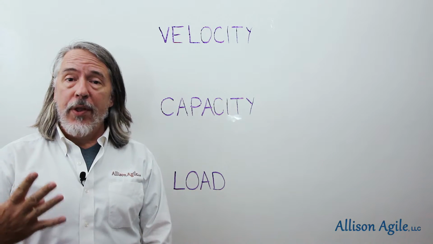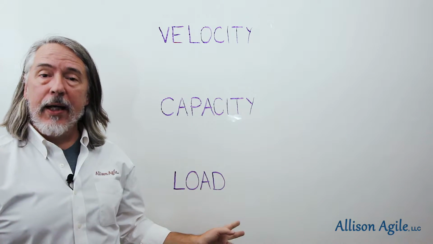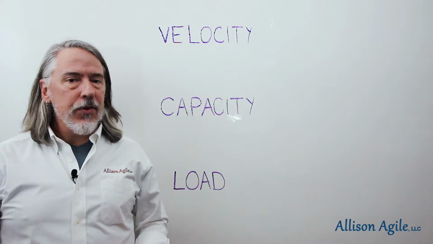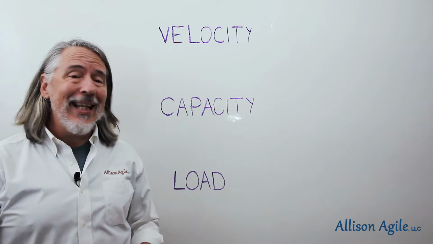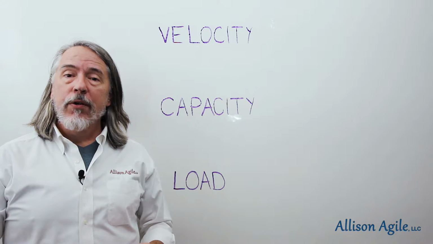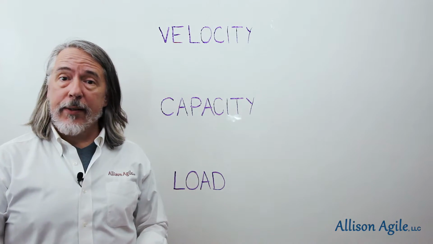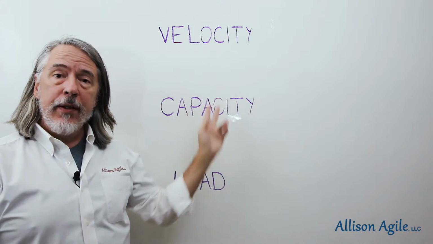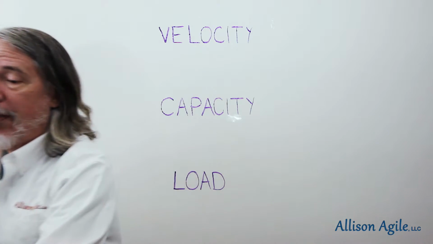Today is our fourth in the series, and we're going to be talking about velocity, capacity, and load. Now, at first glance, you might think that all three of those are very, very similar words, and they are similar, but they're not the same. In order for you to properly manage, run, and operate your Agile teams, you need to understand the distinction between the three of these. And we're going to start at the top with velocity.